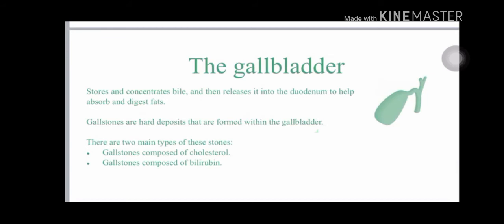Gallstones are hard deposits that are formed within the gallbladder. There are two main types of these stones: gallstones composed of cholesterol and gallstones composed of bilirubin. The gallstones composed of cholesterol are the most common type, and the gallstones composed of bilirubin are also called pigment gallstones. These are present when the red blood cells are being destroyed.